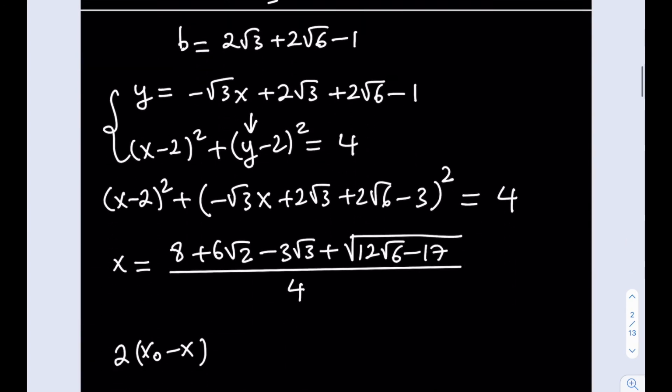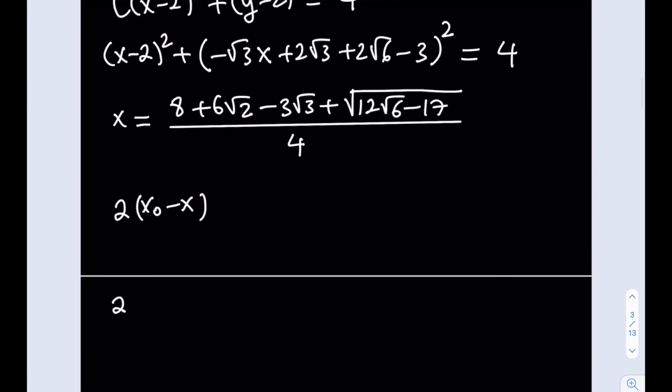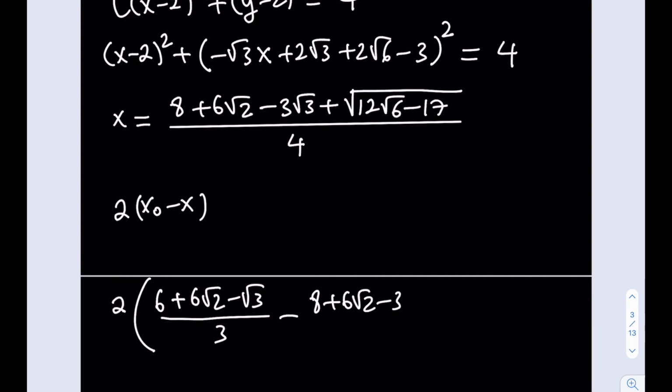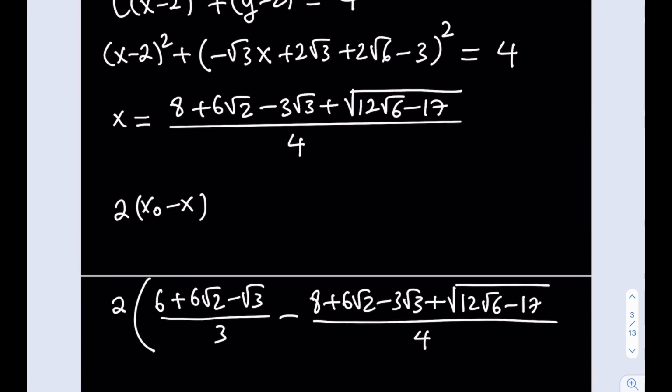So what I'm going to do here is go ahead and write down this gigantic value, which is x0: 6 plus 6 root 2 minus root 3, all over 3, minus x, which is 8 plus 6 root 2 minus 3 root 3 plus the square root of 12 root 6 minus 17, all divided by 4. Now at this point you can just go ahead and make a common denominator.